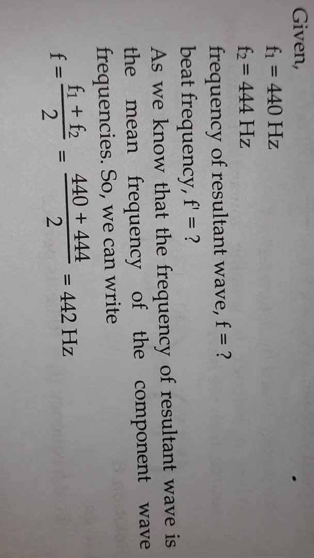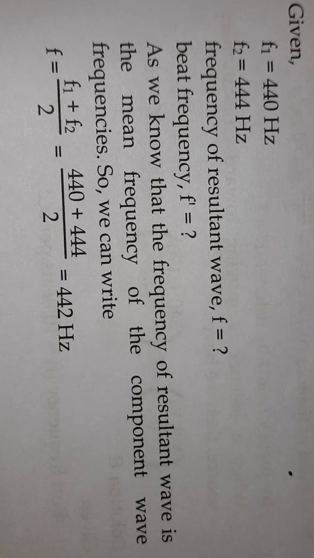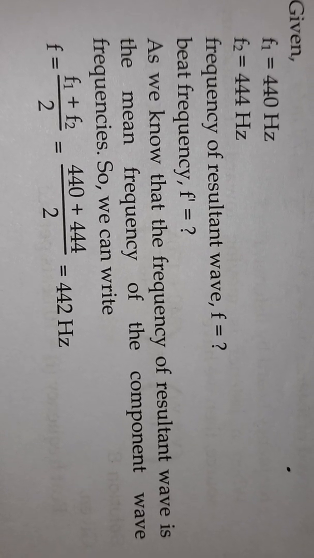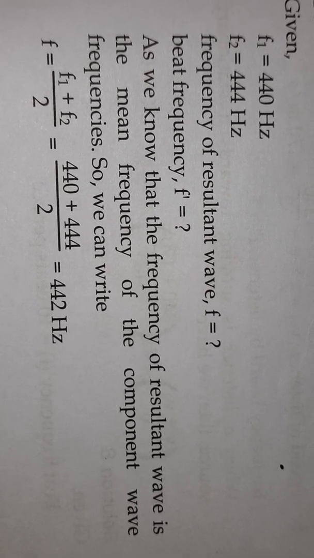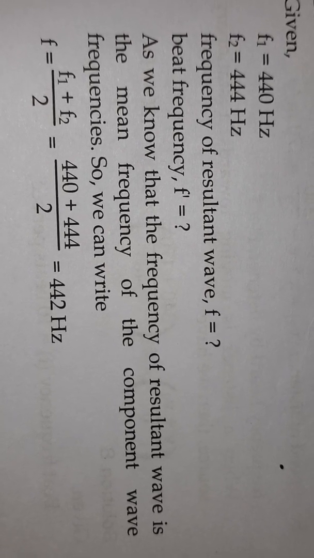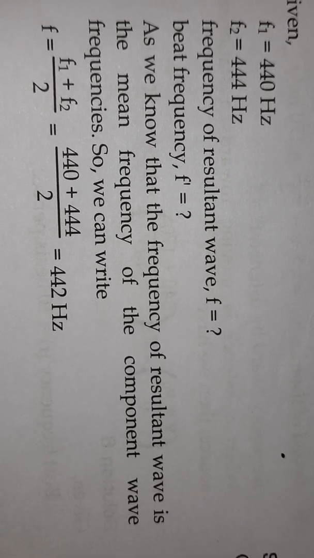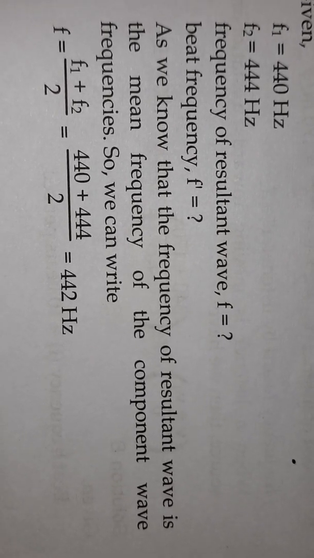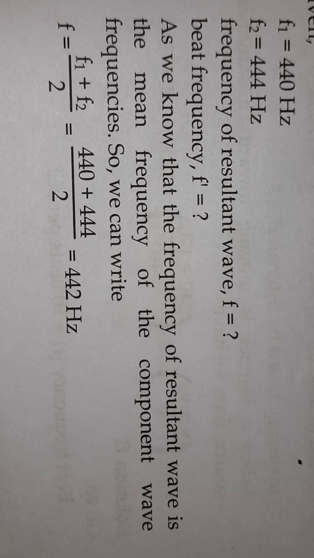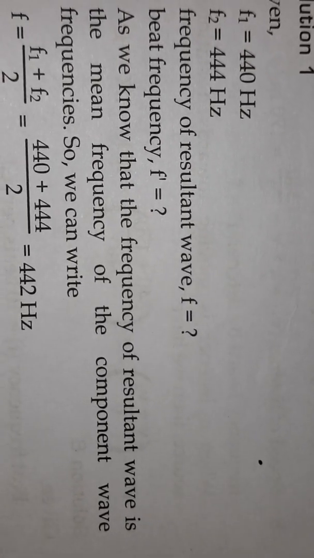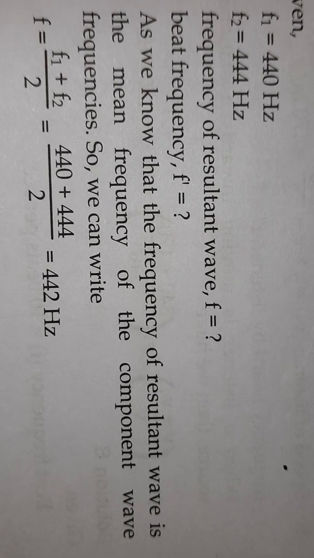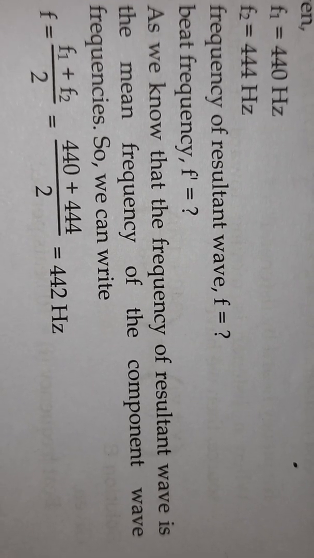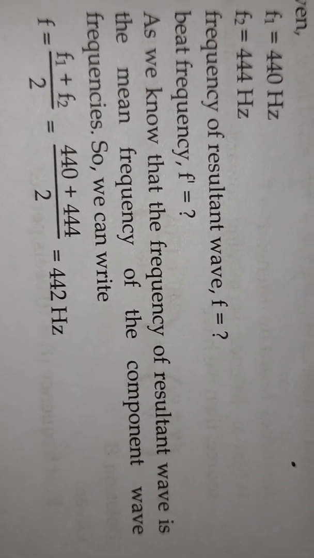Given f1 is equal to 440 Hz, f2 is equal to 444 Hz, frequency of the resultant wave f is equal to question mark, beat frequency f dash is equal to question mark. As we know that the frequency of the resultant wave is the mean frequency of the component wave frequency, so we can write f is equal to sum of the two divided by 2. So 440 plus 444 by 2 is 442 hertz.